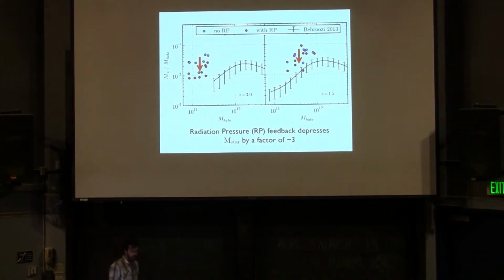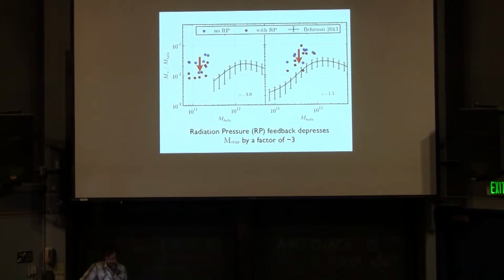So why do we care about radiation pressure feedback to begin with? Historically, the simulations have been producing too many stars too quickly, too early on. So radiation pressure feedback is a nice way to try and depress the amount of stars that we're forming. And that's exactly what this plot is showing.